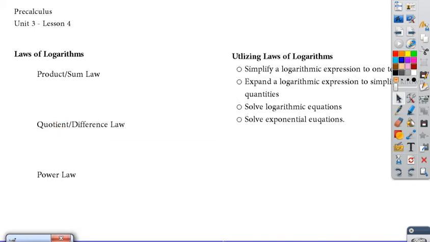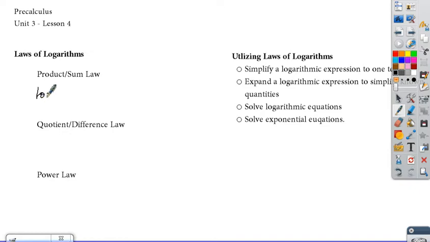And laws of logarithms. Again, these stem directly from your properties of exponents. So if you do have a good grip on properties of exponents, laws of logarithms are going to be perfectly fine with you. Let's go through first of all and talk about what each law is. The product slash sum law says that if you have a log of the same base, where they're being added, you can combine them using multiplication.